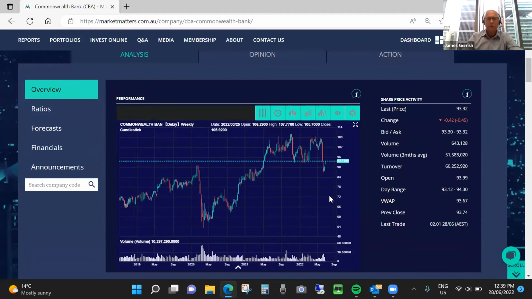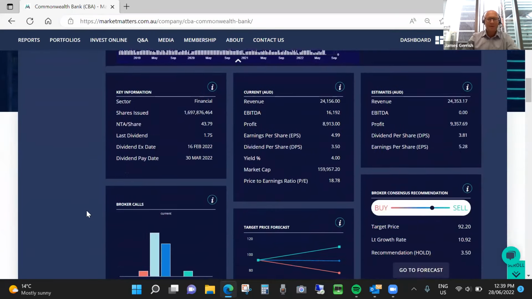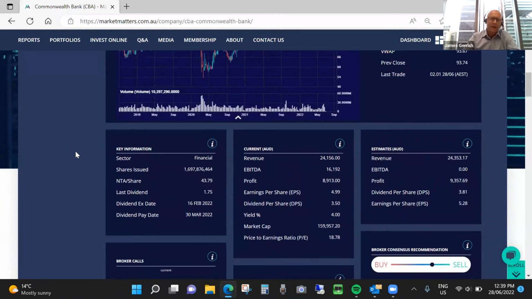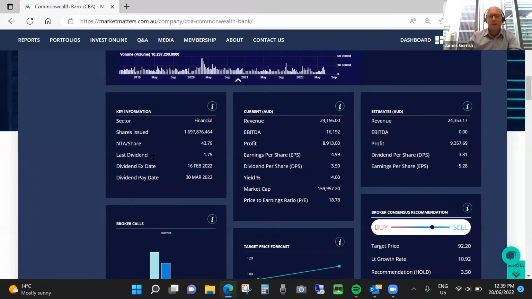One of the things that we wanted to do was really to make it really easy. So when I look at a stock, I look at the chart first, I then look at some of the key ratios that the company is delivering and some of the key information that is put out on that stock. So if we go down here on the CBA page, for instance, there's a bit of information that's just about the stock.